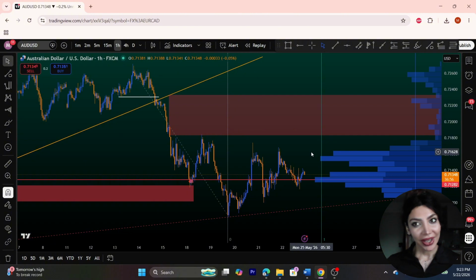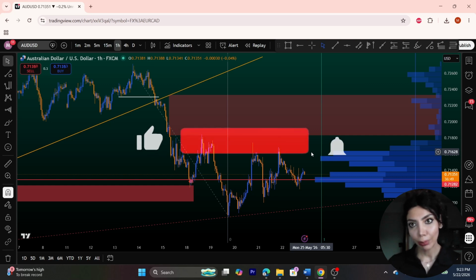And in my trading, I use volume analysis to track institutional order flow in the Forex market.